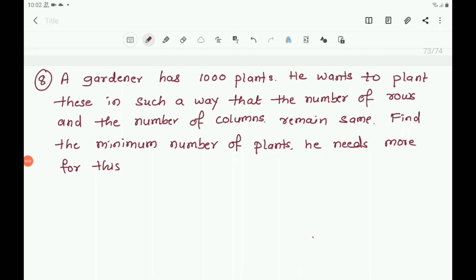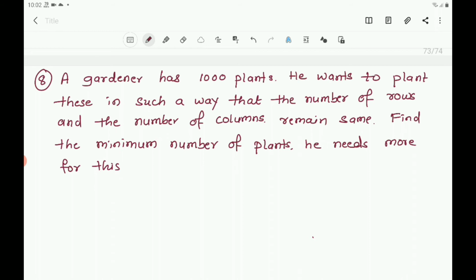Now the question number 8. A gardener has 1000 plants. He wants to plant these in such a way that the number of rows and the number of columns remain the same. Find the minimum number of plants he needs more for this. Here it is just like a question: what is the least number to be added to the given number to make it a perfect square?